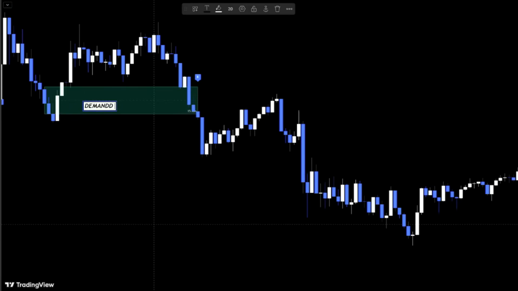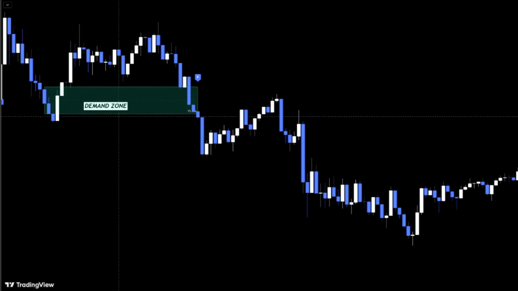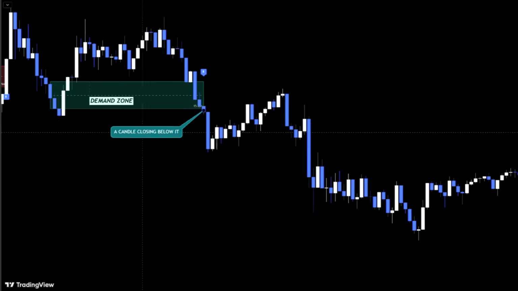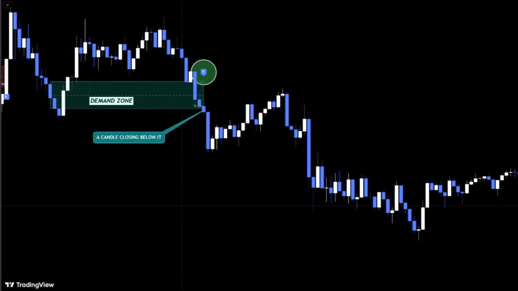And on the flip side, here's a demand zone. We're not looking for a bounce. We're waiting for a bearish breakout, which just means the candle closes below the demand zone. That would be the sell signal for this particular strategy.